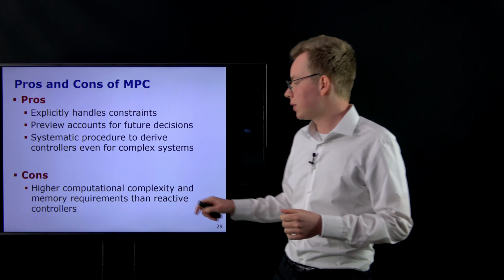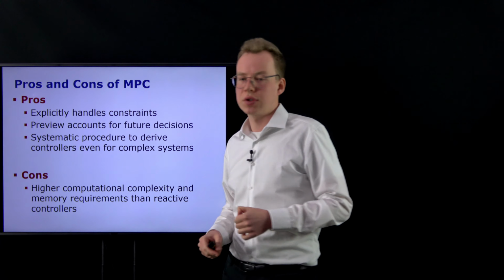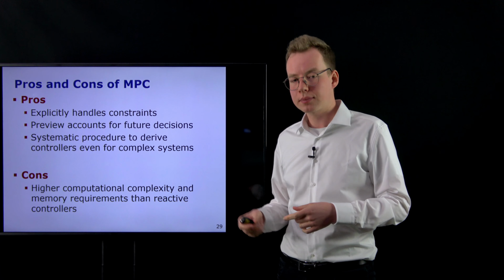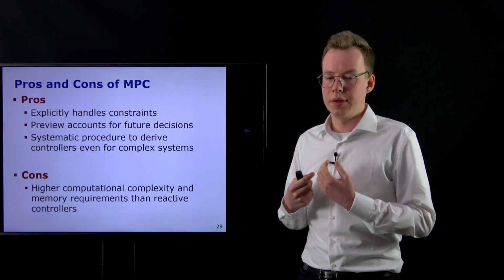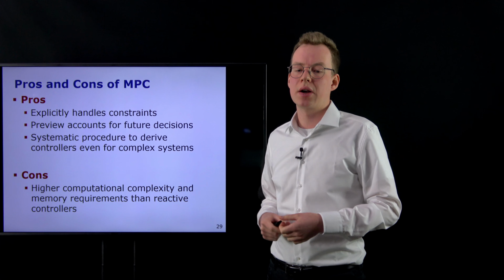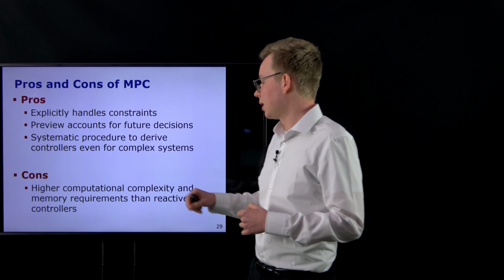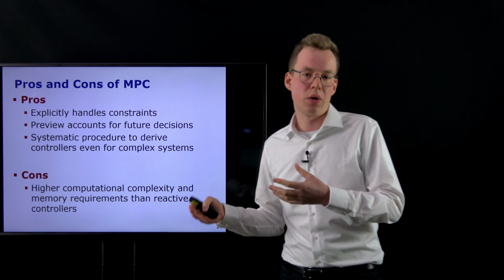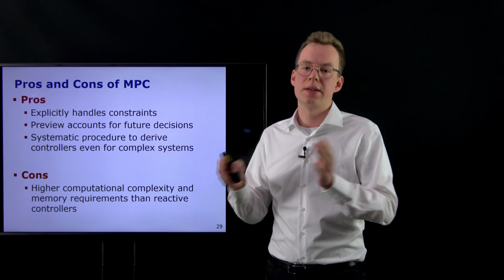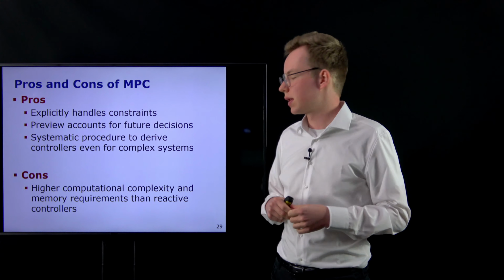A downside of that is that we have to solve this optimization problem online, and so these kinds of methods will have higher computational complexity and more memory requirements than a simple rule-based controller where all you need to do is quickly evaluate, for example, the cross-track error and plug it into the simple rule.